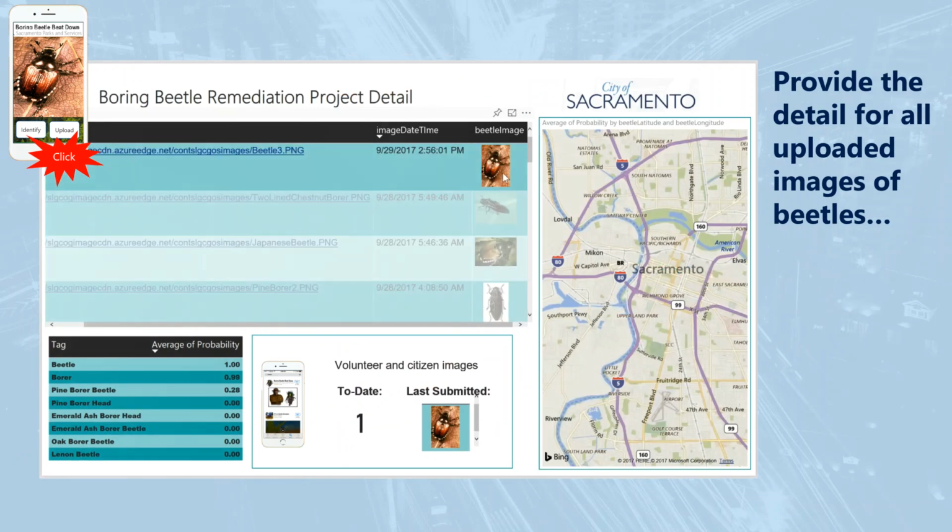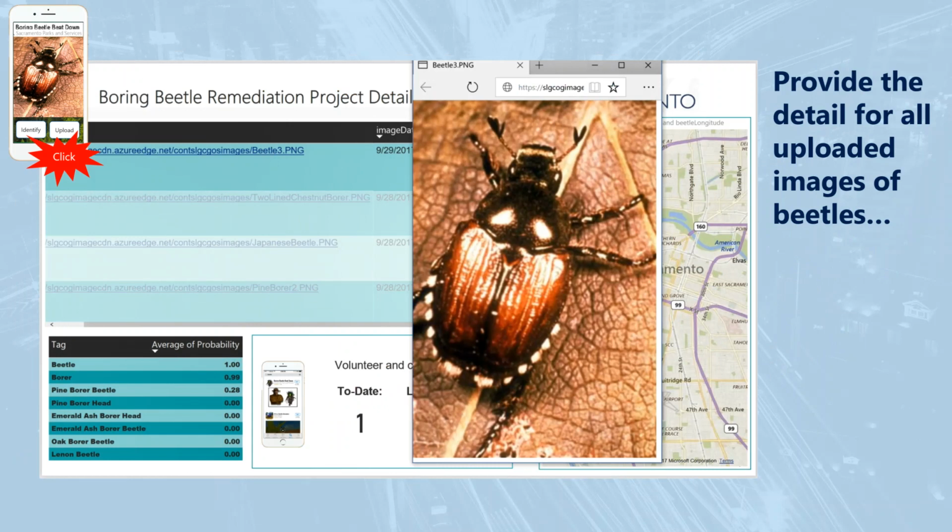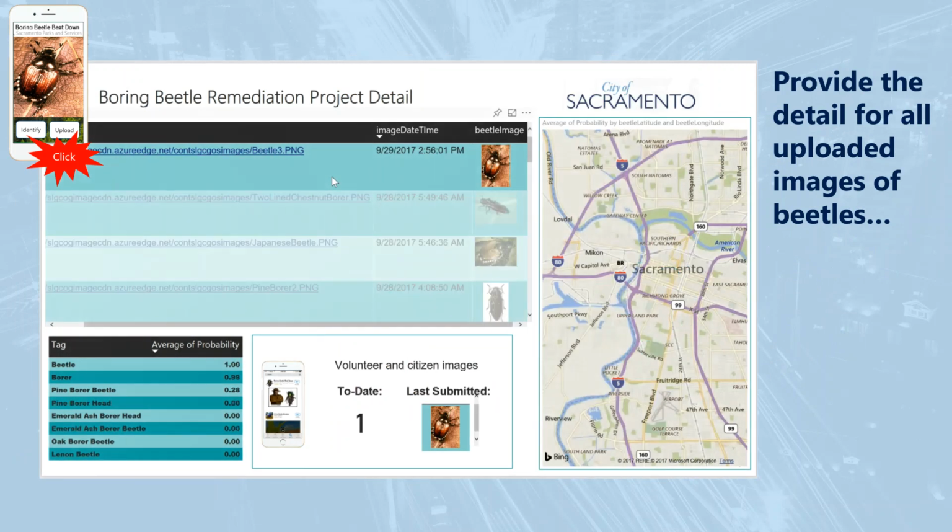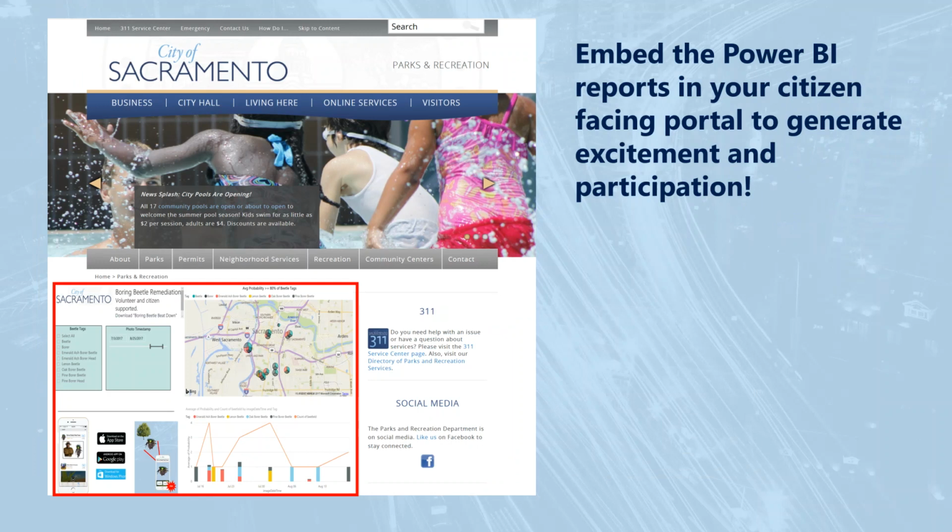After an image is uploaded to the Azure Blob Storage, scored in Cognitive Services and written to SQL DB, we can also use Power BI to view the list of beetle images, their individual probability scores, date, time, as well as a link to the image. We can also embed our interactive reports in our public-facing portals to excite citizens and get them involved in community improvement.